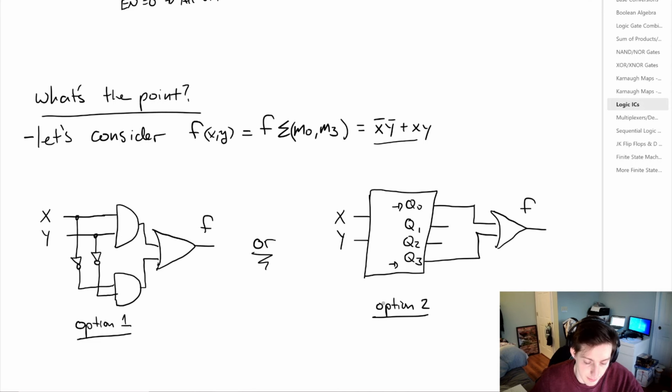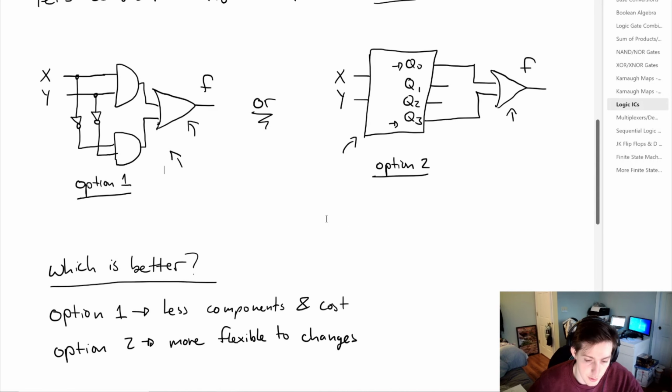So which is better? Well, recall that this is some black box with a bunch of logic gates in it. So we have a bunch of logic gates, and then we have an OR gate. Now here, we have an OR gate, and we have 2 AND gates and 2 inverters. So that's not really that many gates. So from a number of components and complexity side of things, option 1 might be better. But I want you to consider the flexibility of using the decoder.